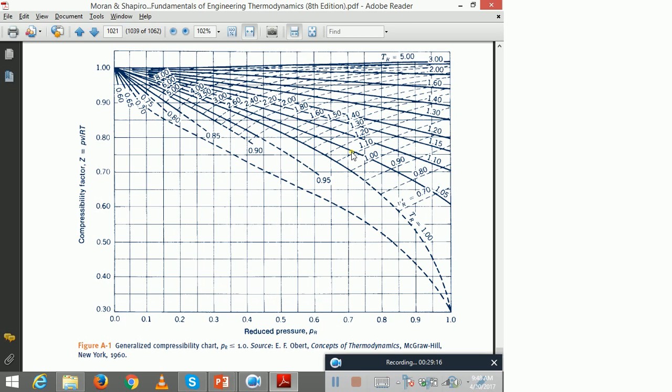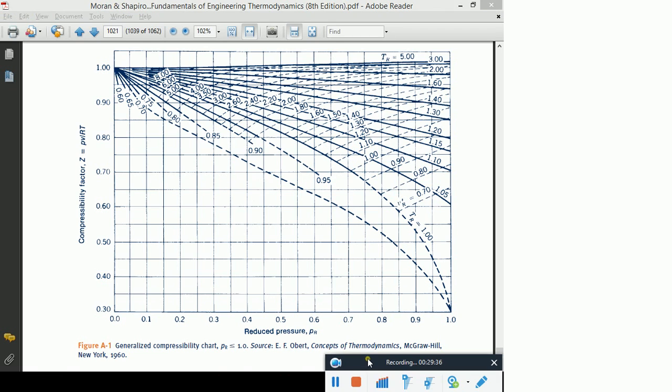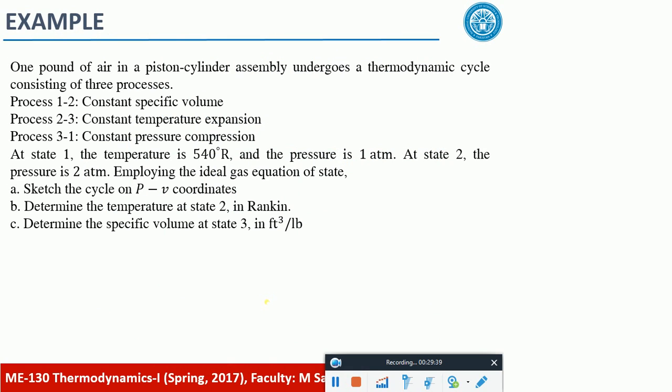Okay. Any other thing? That's how you can look at those charts, and that's how you can get the value which you desire. Any question about looking at those charts? Any question? Let's talk about the next problem.